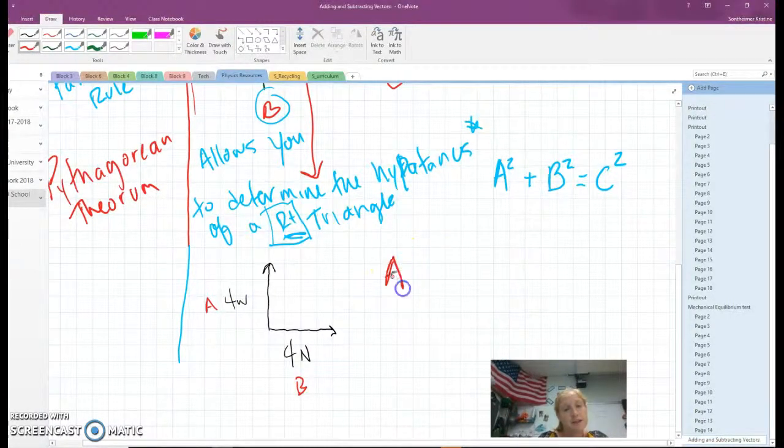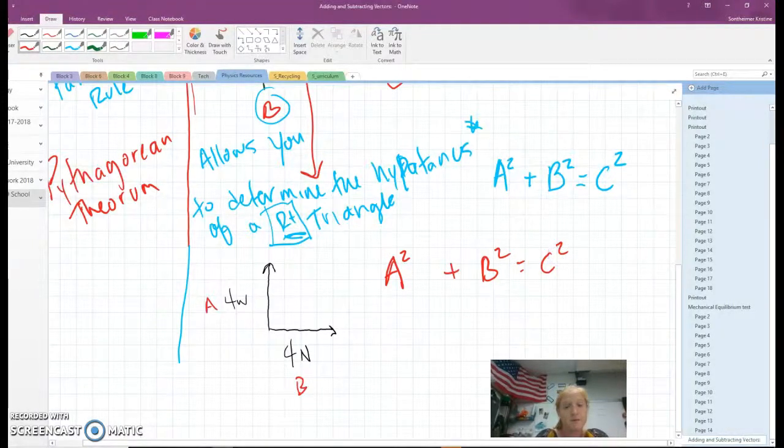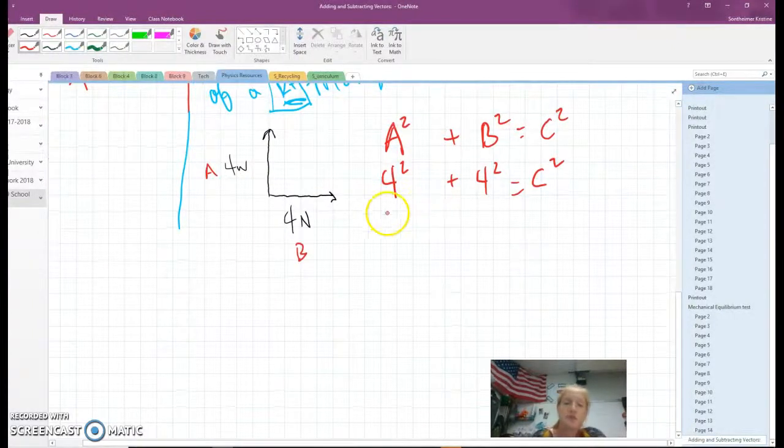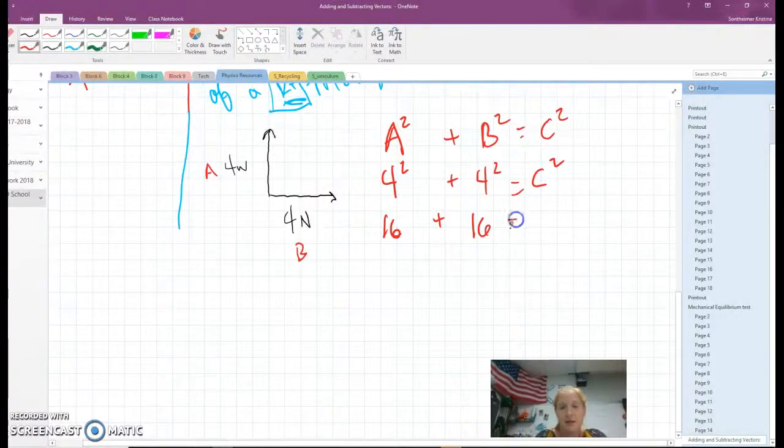So if I label this like I was doing before as side A and side B, let's plug in our numbers. Please always write the equation first and then fill in the numbers. So 4 squared plus 4 squared equals c squared. I require you to show your steps. So show me this is 16 plus 16 equals c squared. Notice I wrote c squared every time. That's really important that you do that. So 32 newtons, I forgot my units, don't forget that, equals c squared.